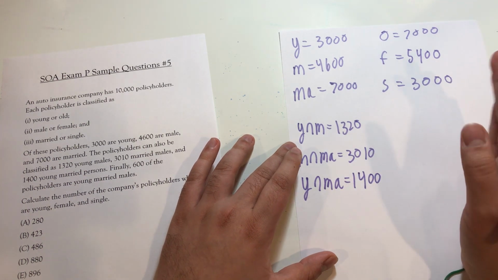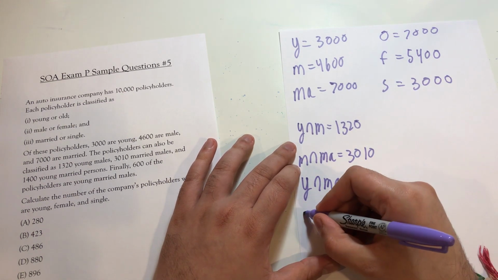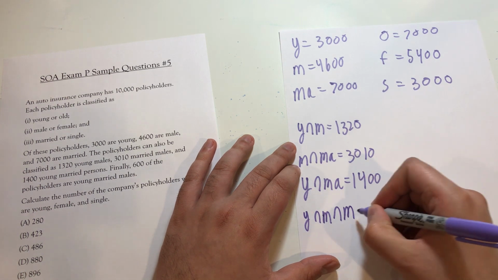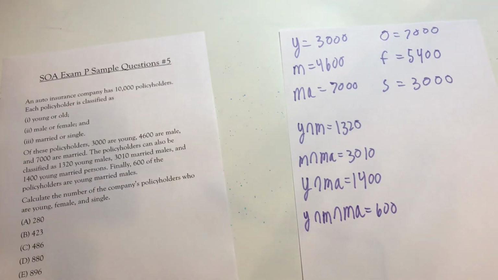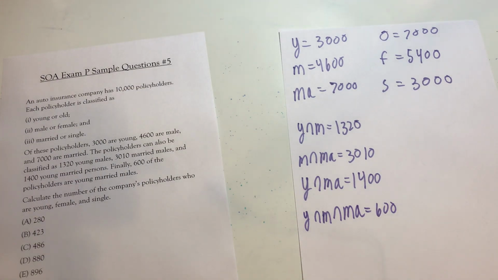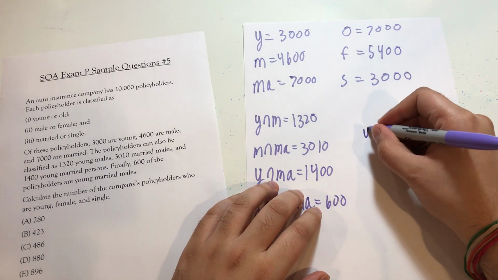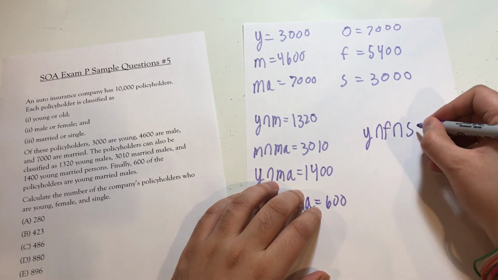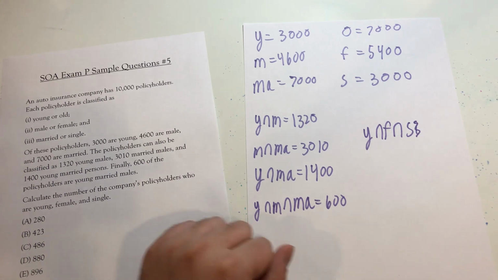Finally, 600 of the policyholders are young married males. 600 are young and male and married. And that's all the information we're given. It's just a weird amount. What is it asking us to find? This particular number: young and female and single. Or just the S.